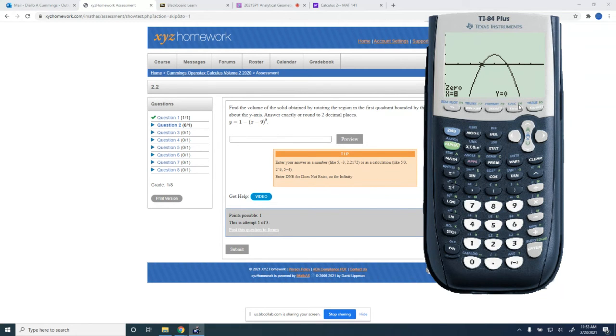We can find the other 0 in a similar fashion. I want to go into calculate. I want to calculate the 0. I want to set a left bound. So I'm physically going to set a point to the left of my 0. I want to set a right bound. For guess, I'm going to hit enter. And we have an intercept of 10. So those are our limits, 8 and 10.